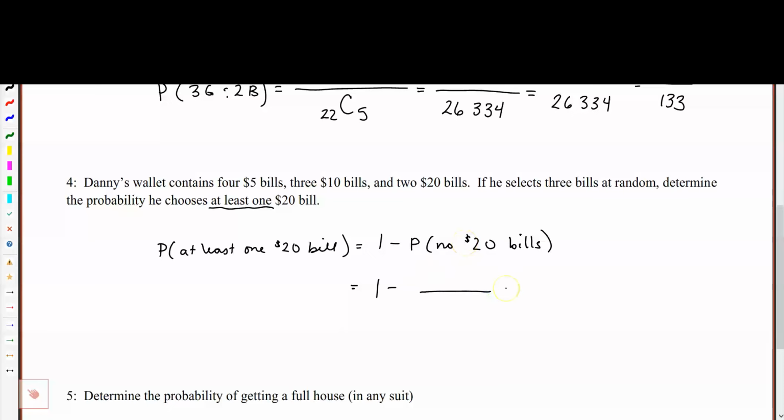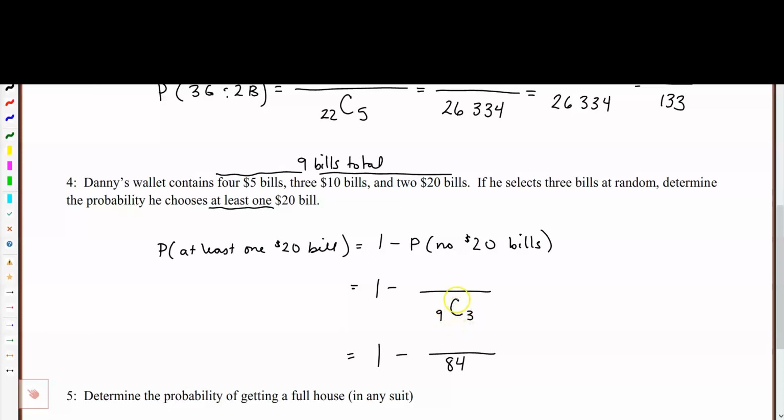So in the denominator, let's see how many things we have to choose from overall. I've got 4 here, 3 here, 2 here, so that'll be 9 bills total. So out of those 9 bills, we want to choose 3 of them for our set. So that'll build our denominator, which will end up being 84 ways of choosing 3 bills out of 9 bills total, and order doesn't matter here.